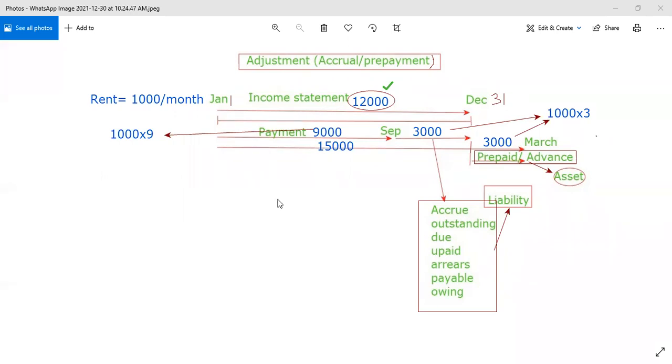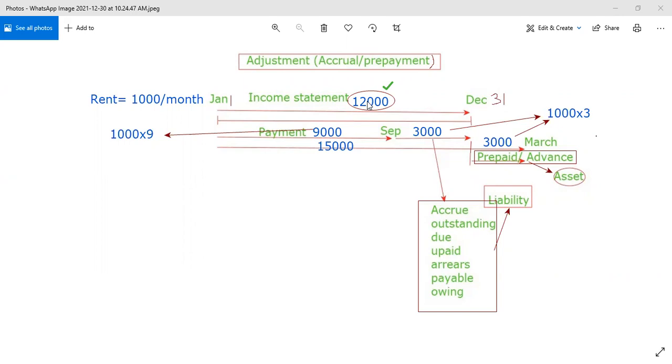And if you are asked to prepare an income statement, and in the trial balance 15,000 payment is given, whatever is given in the trial balance is your payment. So if 9,000 is given, and it is said that 12,000 is the total expense for the year, what you have to do is add 9,000 plus 3,000. You have to write 12,000 directly.